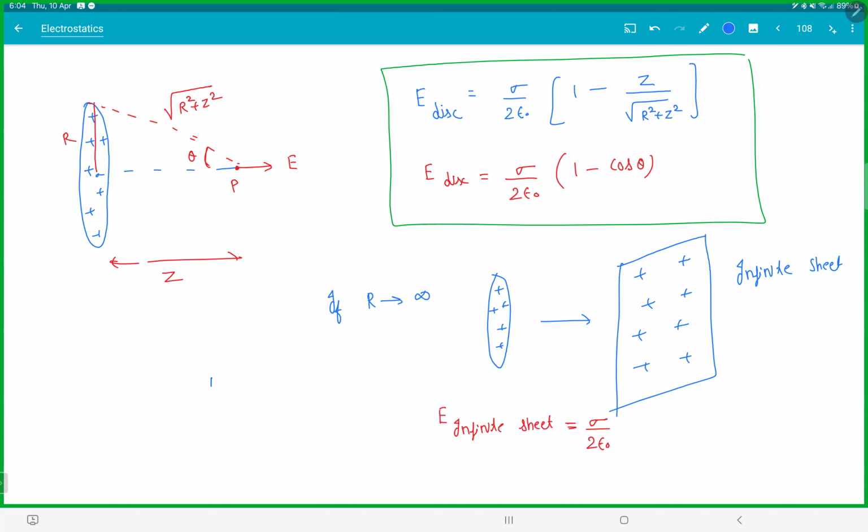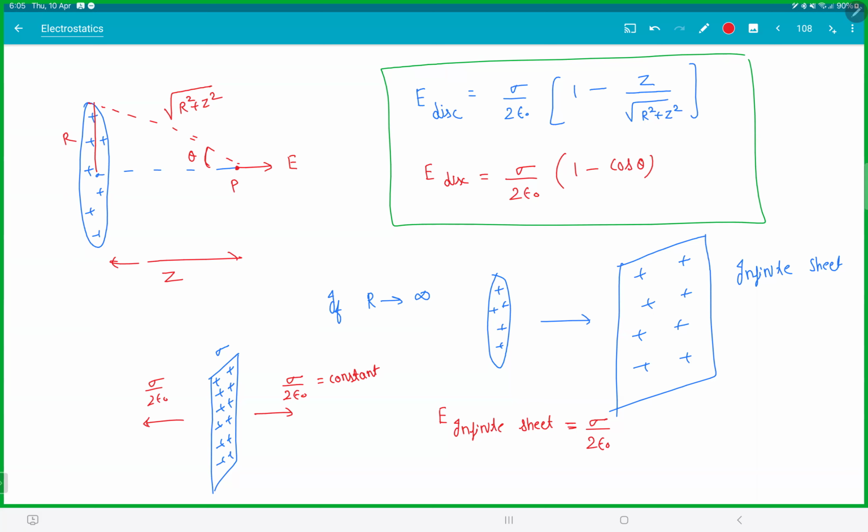So how will the result look? If this was a sheet with sigma, the field, if you see, is independent of the distance. No matter how far you go, the field will be constant. It will be pushing away, sigma by 2 epsilon on both sides. So the field due to an infinite sheet is a constant value. No matter how far you stand from an infinite sheet, the field will always be constant.